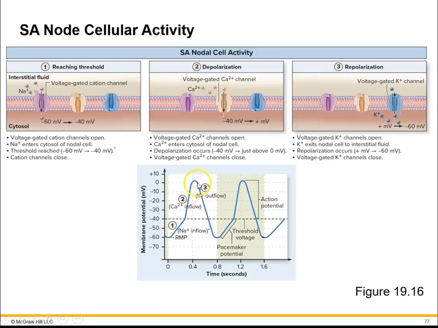So you can see now potassium is moving outwards. Those calcium channels have closed. And so we're losing positive ions. So the membrane is becoming more negative until it comes all the way down here to negative 60 millivolts. And then those sodium channels open again, allowing sodium in. And you reach threshold, you depolarize, you repolarize, and it starts all over again.